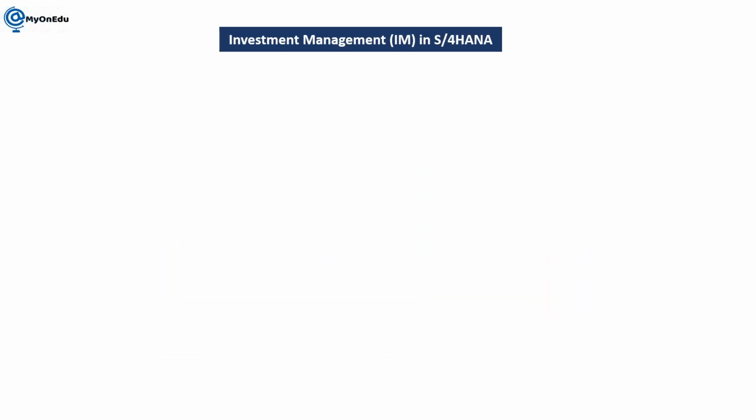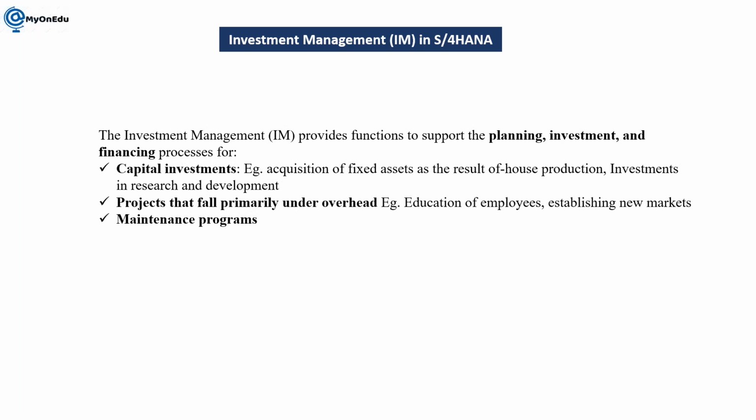So here, when we are going to understand the project system, when we move further in this course, basically there are two modules. One is IM, and the other is the project system. So in IM, what exactly do we have? First, we are going to understand that, and then we'll move to the project system.